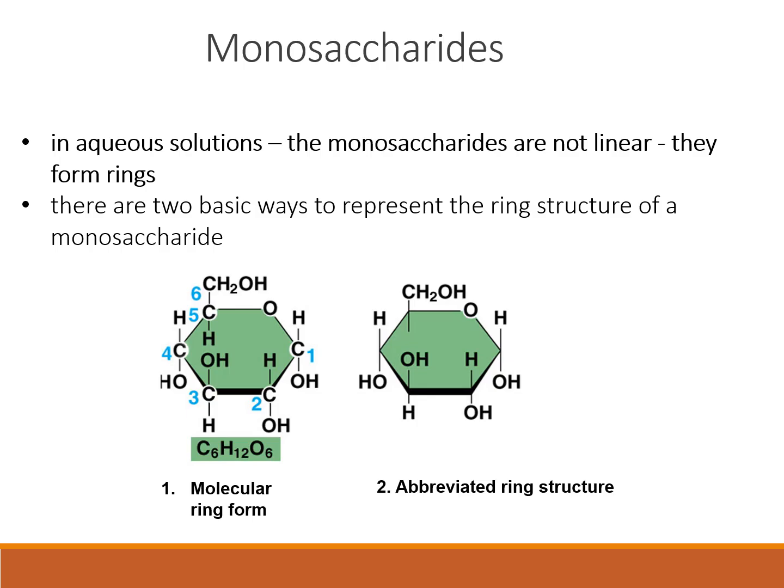Now you can do the molecular ring form. You can also take away the carbon numbering and even take away the carbons and do what is called an abbreviated ring structure. Chemists and biochemists and biologists will know that where you see those 2 lines come together and the hydroxyl and the hydrogen are projecting out, we know that there is a carbon here. So that is the abbreviated structure.